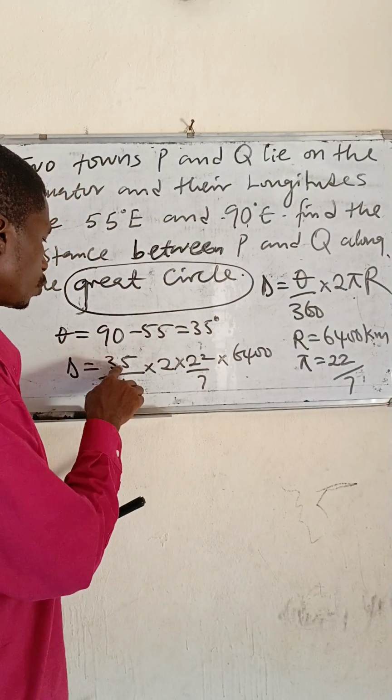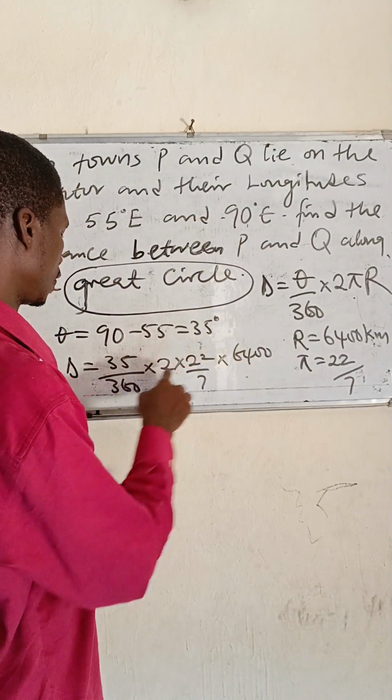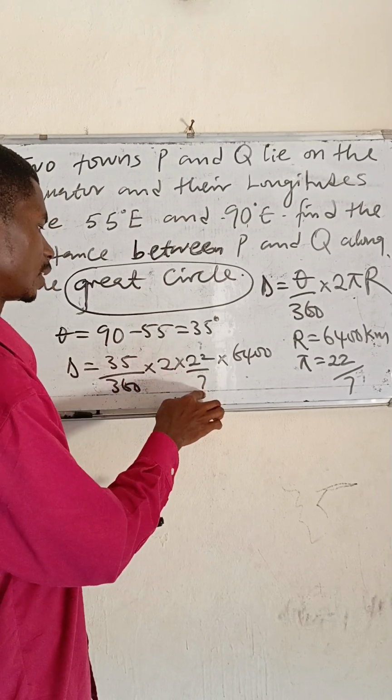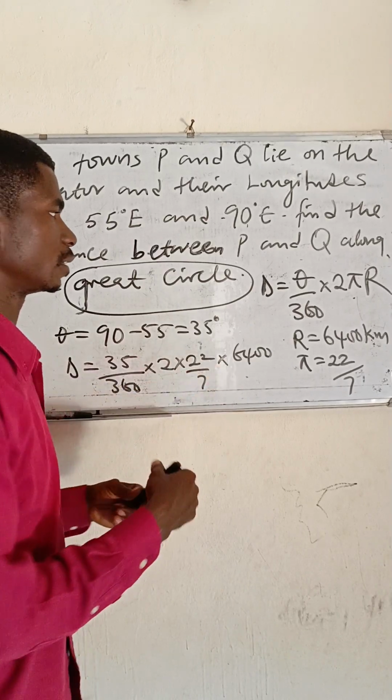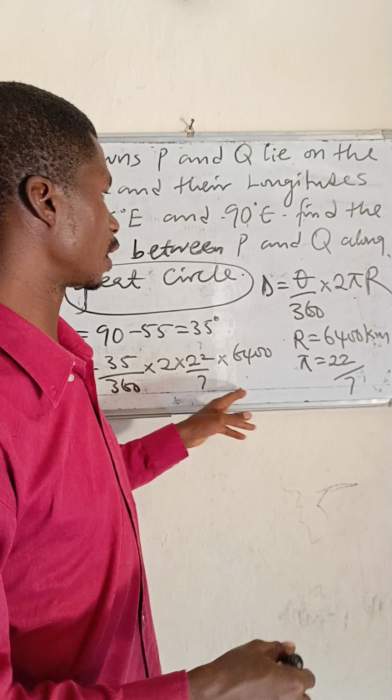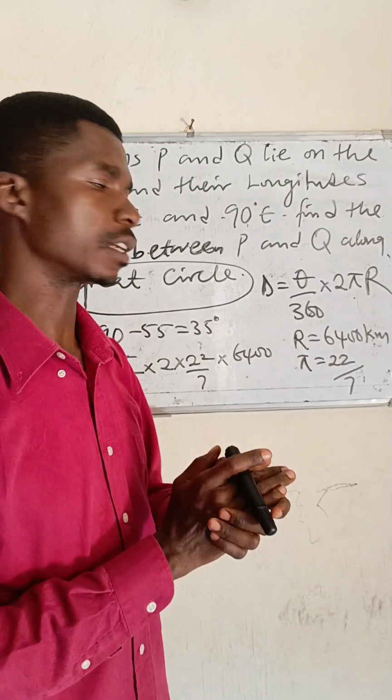But for this one, you multiply this times this, divided by this, and you get your answer. You write your answer in kilometers. That will be your answer.